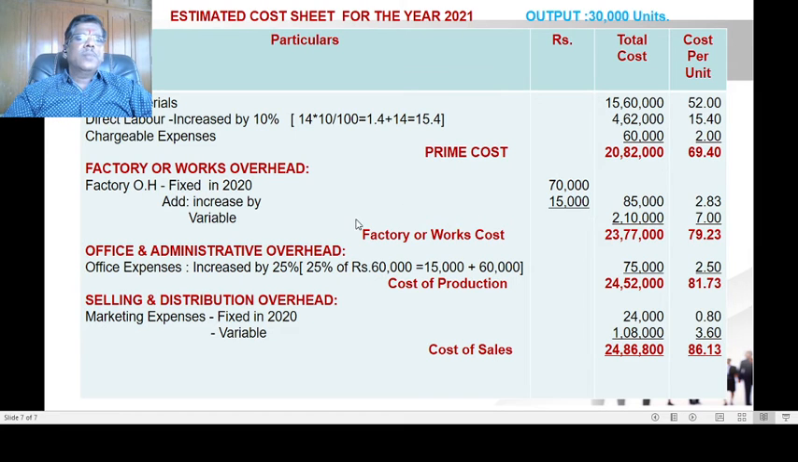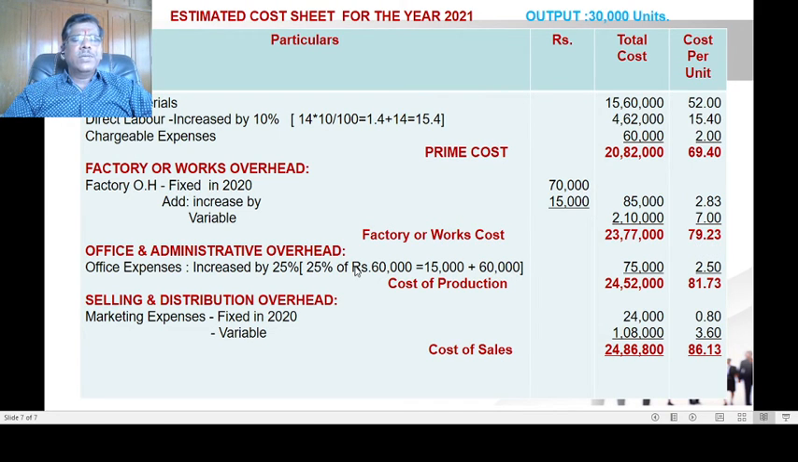The fixed cost was 70,000 in the previous year, increased by 15,000, you will get 85,000, but the per unit cost will vary. Here 7 rupees per unit variable cost always remains constant. 7 rupees into 30,000, you will get 2 lakhs 10,000. Then prime cost plus factory overhead gives the works cost, 23 lakhs 77,000. That is a per unit cost of 79.23.